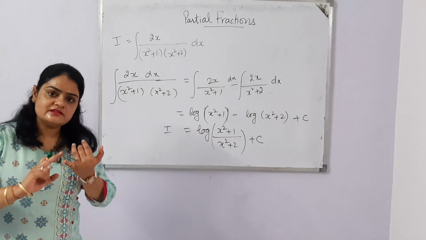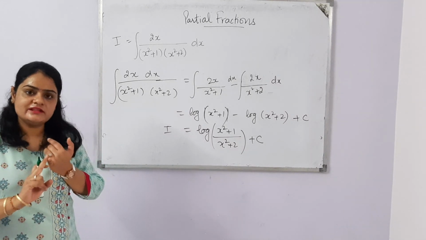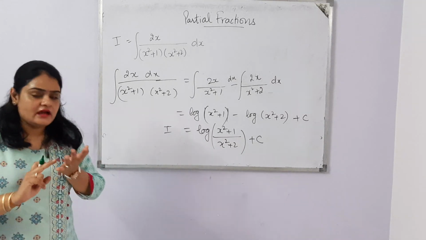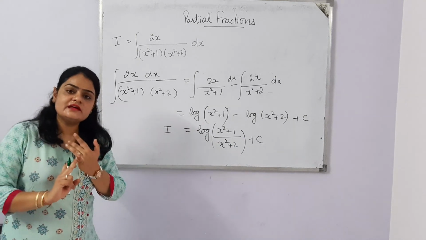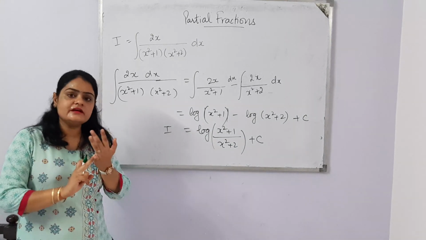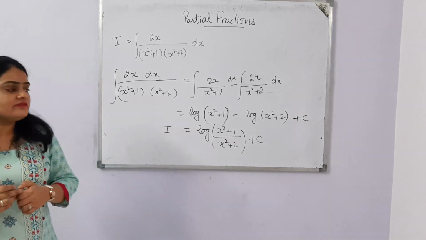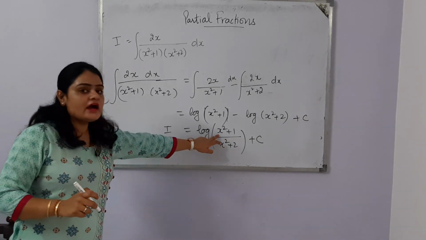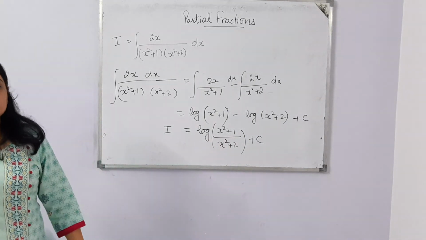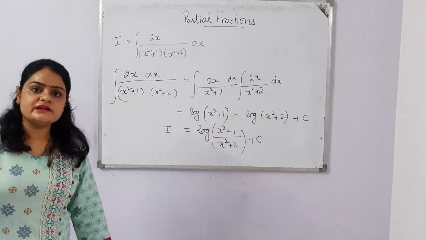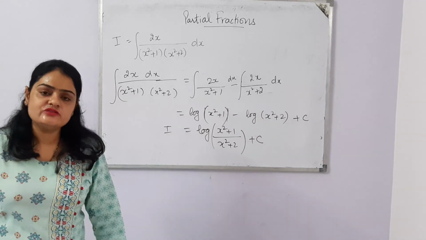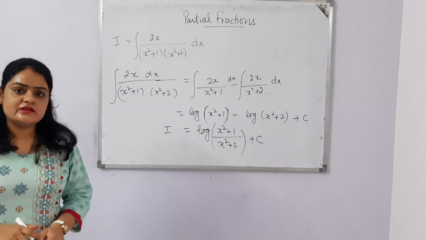Whenever the factors are linear, first case we did when the factors are linear and different. Another case we did that factors are linear but repeating. The third case we did the factors are quadratic, that means whose power is not linear, it can be quadratic, or the power can be 3. So we did 3 criteria.